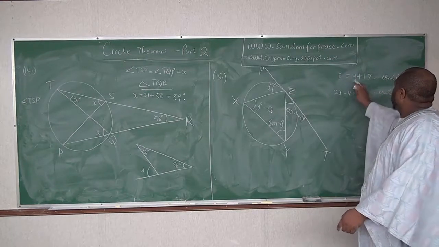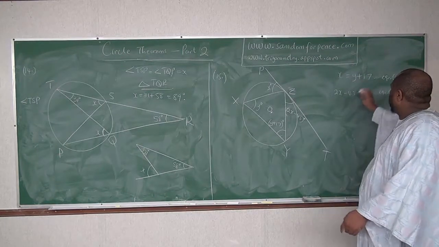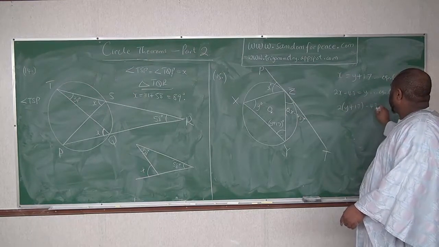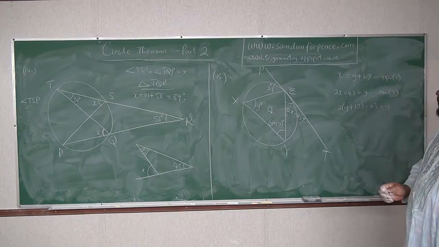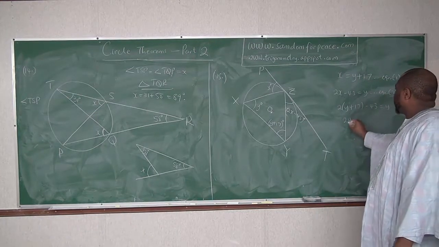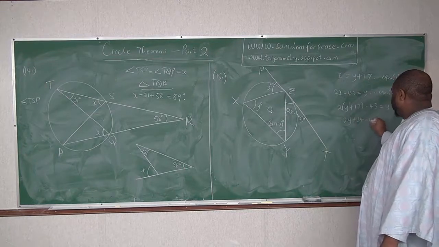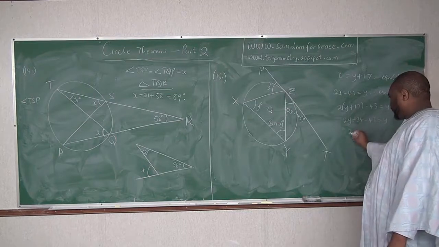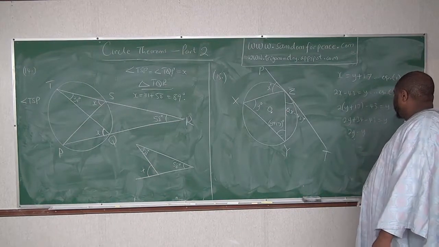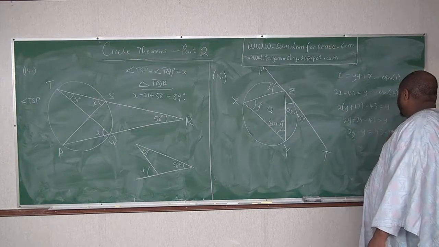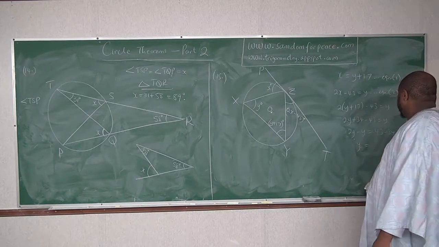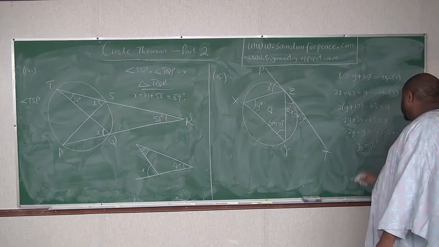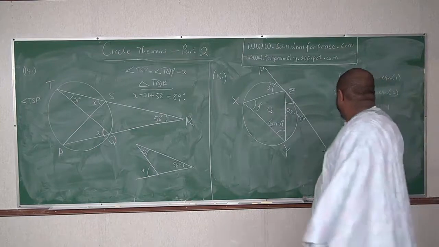Okay, so from equation 1, our x is y plus 17. So 2 times y plus 17 minus 43 is equal to y. So 2y plus 34 minus 43 is equal to y. So 2y minus y is equal to 43 minus 34. So y is equal to 9 degrees.